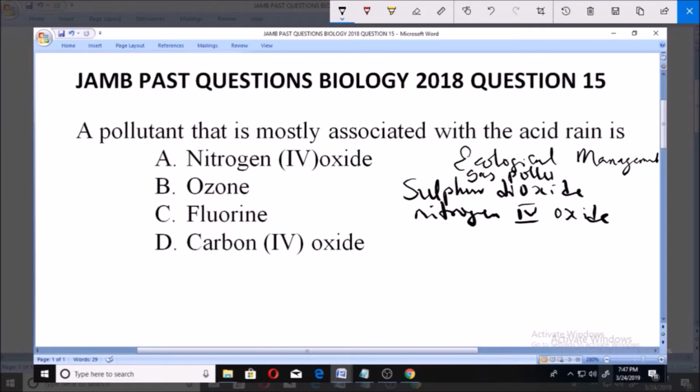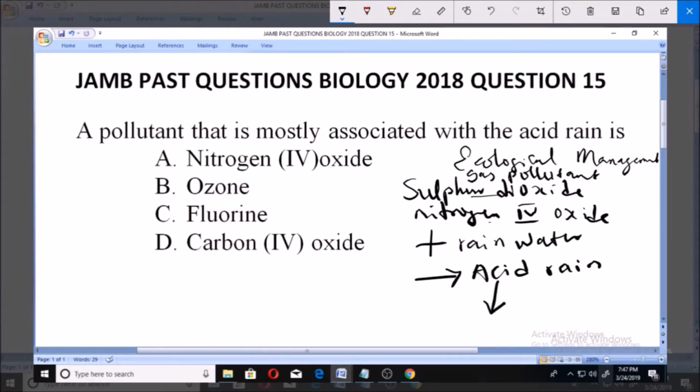So when these gases come together with rainwater, any of these two gases, then you have what we call acid rain. So that's how you get your acid rain. When gases like sulfur dioxide or nitrogen 4 oxide react or come in contact with rainwater, we have acid rain. This acid rain falls and causes a lot of problems, and that is why it is not good, and we need to reduce their emission. So the right answer here is nitrogen 4 oxide, because that is what causes acid rain together with sulfur dioxide. Thank you.